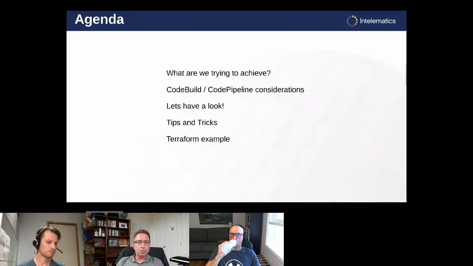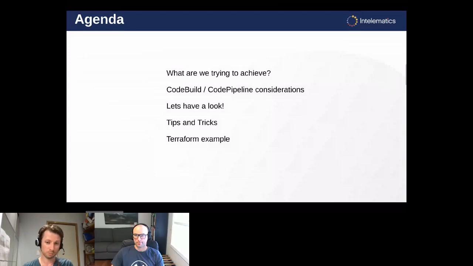So I'll just quickly go, what are we trying to achieve with this presentation? So I'll just talk about what we're going to cover and what we're actually going to try and produce out of this, and then talk through a bit of the CodeBuild and CodePipeline considerations when you're actually trying to design something. And then I'll show a bit of CodeBuild and CodePipeline, and you can see it sort of working, which usually brings things together a bit. And then I'll go through a few tips and tricks that we've figured out and share you the Terraform example that I've got.